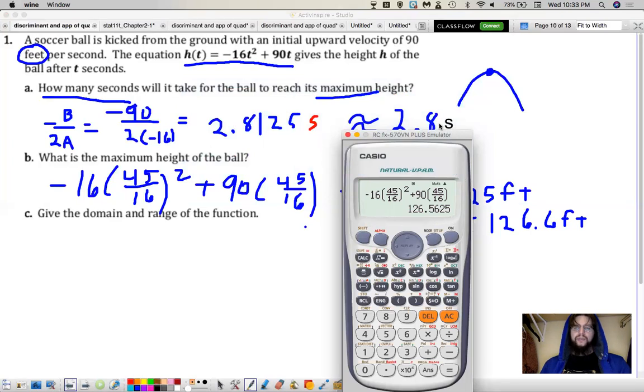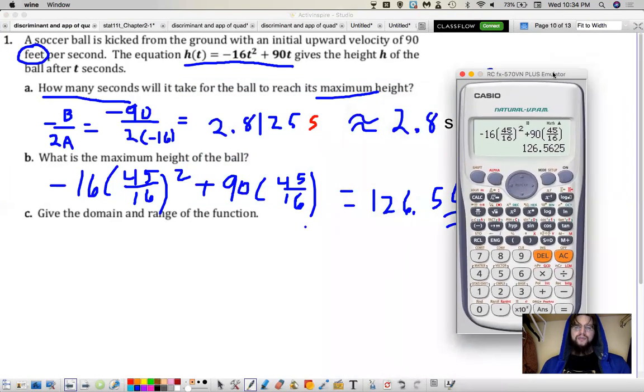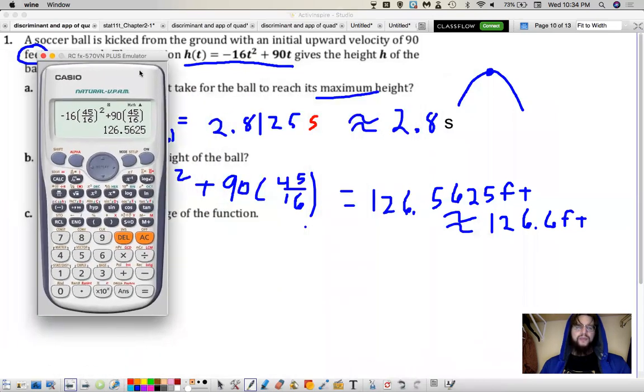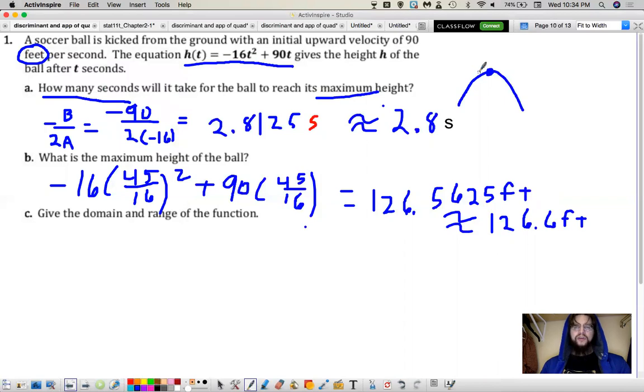All right, so some of you might have remembered something from whenever we're doing the vertex form. Mode 5.3 will get you your vertex. Negative 16, 90, nada. It gets us those x-intercepts, and it gets us our 45/16, which is 2.8125. And it gets us our 126.5625. So it does give you your vertex. So anytime it's asking about the maximum or minimum of a quadratic, that would be your vertex.